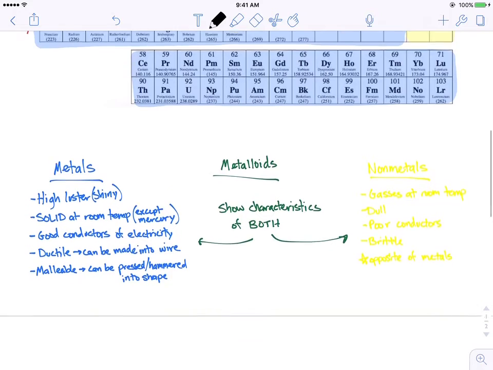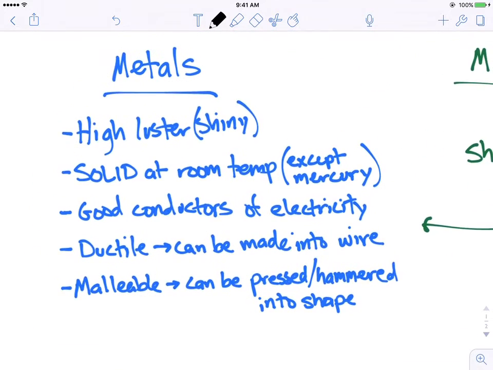As far as their properties, metals have a high luster, or they're shiny. They're solid at room temperature, with the exception of mercury. They're very good conductors of electricity and heat, which means they allow charges and heat to flow through them easily. They're ductile, which means they can be made into wire. So lots of wires are made out of metals such as copper and gold. Metals are also malleable, which means they can be pressed or hammered into shape.